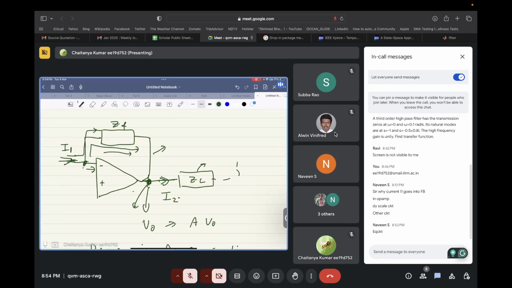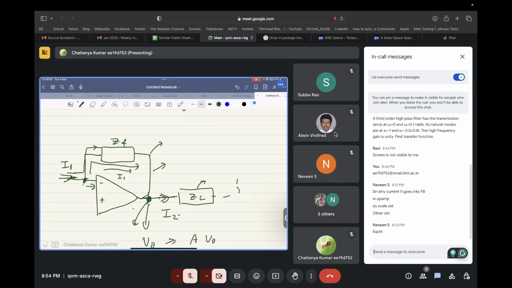See, I1 will flow through this ZF, so what will be the voltage at this node? If this is virtual ground and I1 flows through this impedance ZF, what is the voltage at this node? I1 into ZF. Okay. Now, if I want to increase the voltage at this node by A times, and I don't want to change this I1, what will I have to do? I will have to increase this impedance by A. So if I increase the impedance by A, my voltage at this node becomes A times I1 times ZF. Is it clear till this point?